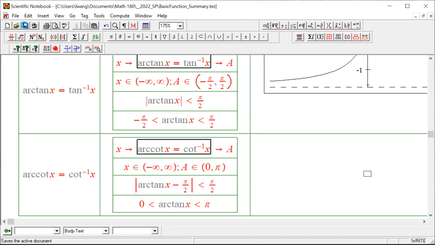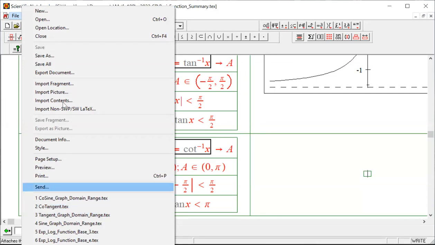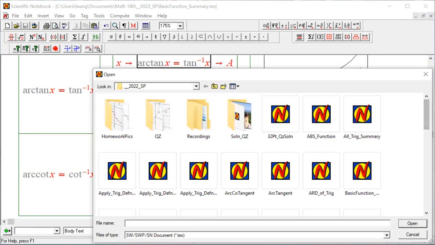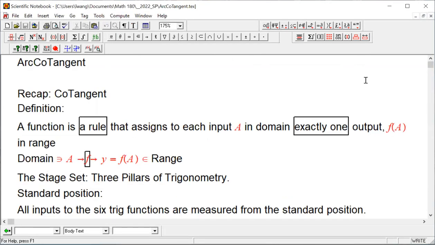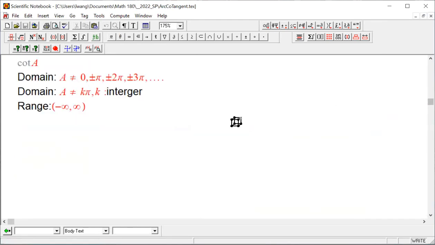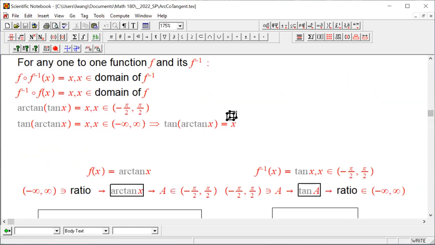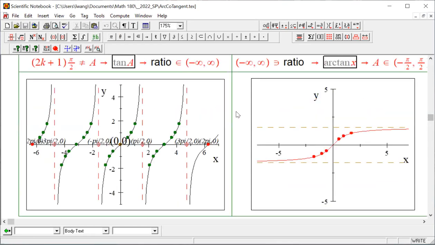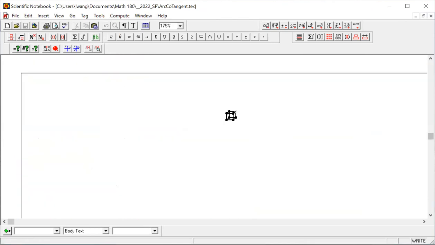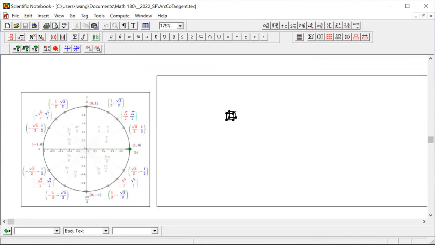So arc cotangent, I think I have a picture. I'm just going to bring it back. Okay, so arc cotangent. I have a picture, didn't I? At the time we talk about these things. So I'm just going to bring that picture with us. That was arctan. That's arctan. Where's my arc cotangent? That was arctan. Come on.